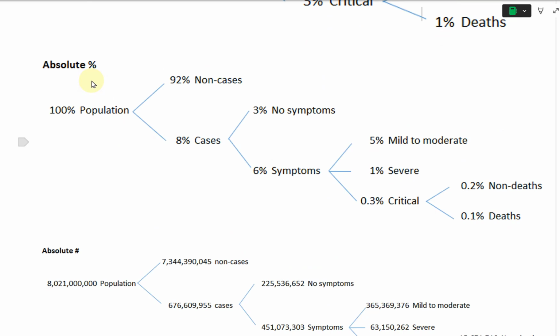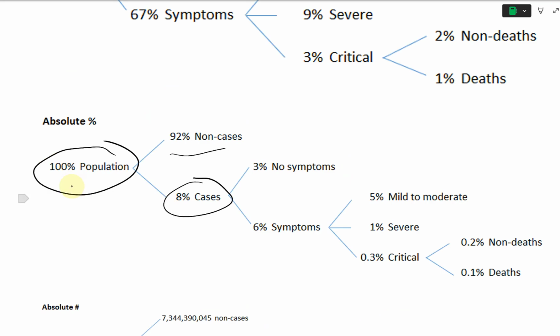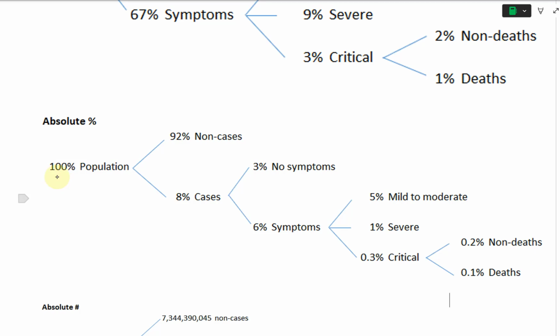Anyways, now let's look at the absolute percentage, and this is based on starting off from 100% population. So you have 100% population, you have 8% cases, 92% non-cases, and then 3% no symptoms, 6% symptoms. Then you'll have 5% mild to moderate symptoms. And then you'll have 1% of this entire world is severe. 0.3% is critical. You have 0.2% non-deaths of these critical ones.